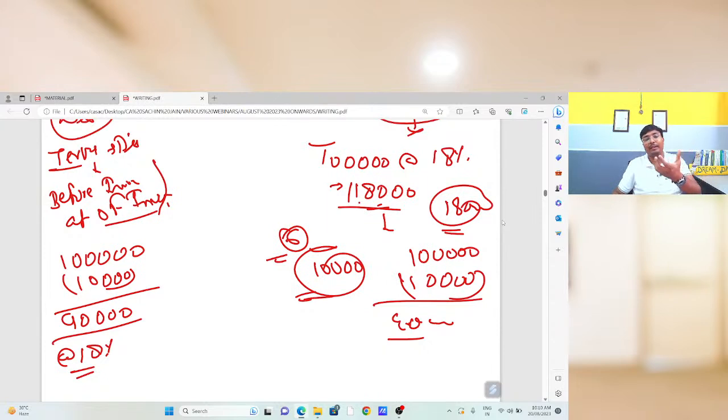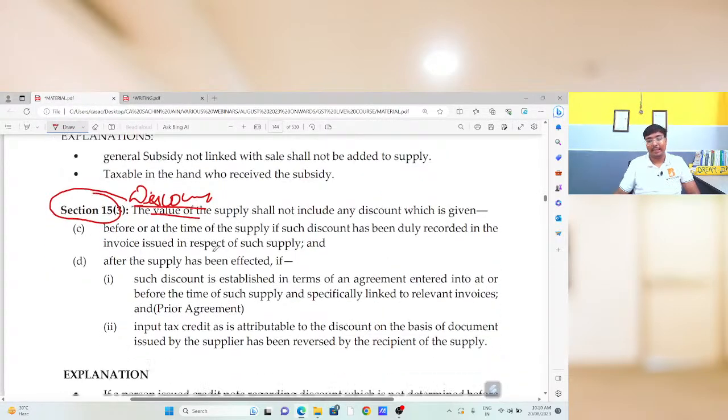Two types of discounts are there. For one, the terms have already been decided at the time of invoice or before invoice, and if the same is not decided at the time of invoice or before invoice, in that case the discount will be the financial discount. Just read the language from the section.